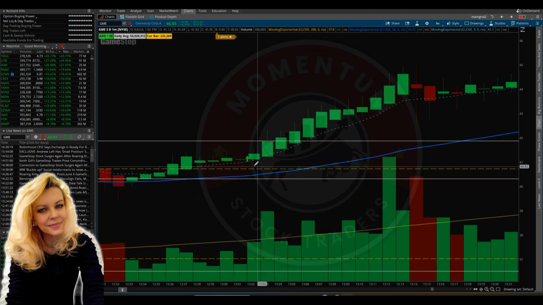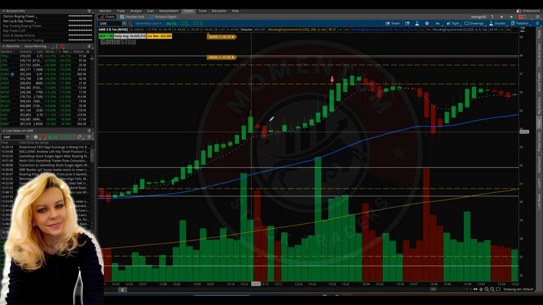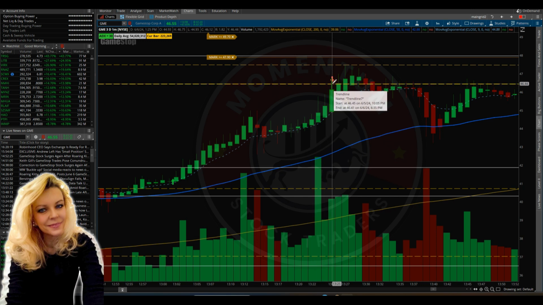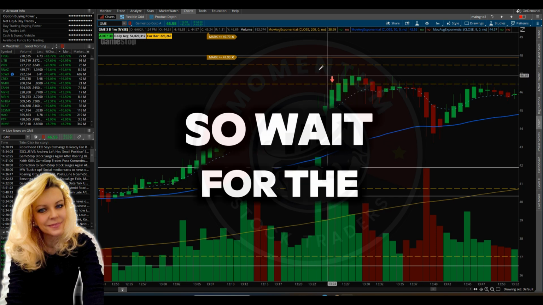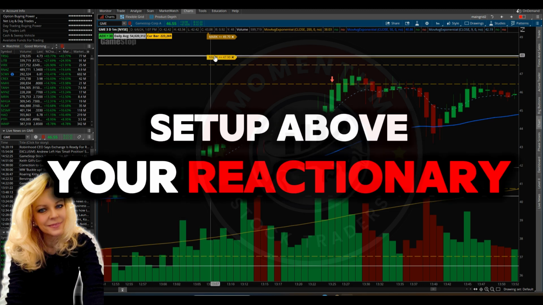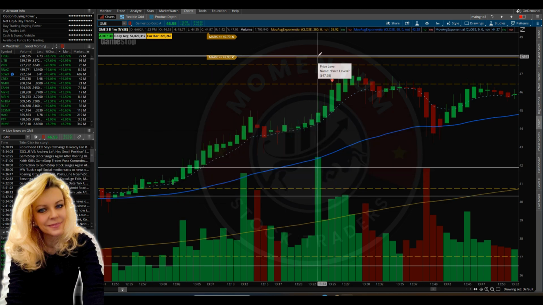Here we look for another entry above the yellow dash line. We need it above the yellow dash line because the yellow line will serve as our stop loss. That line has to be below our candle, okay? Because guys, this line is not only a target, but it's a target because it has been a reactionary level. You can just see that. If you don't trade this line correctly, you can absolutely be destroyed. So wait for the setup above your reactionary lines. Always, okay? That will keep you safe.